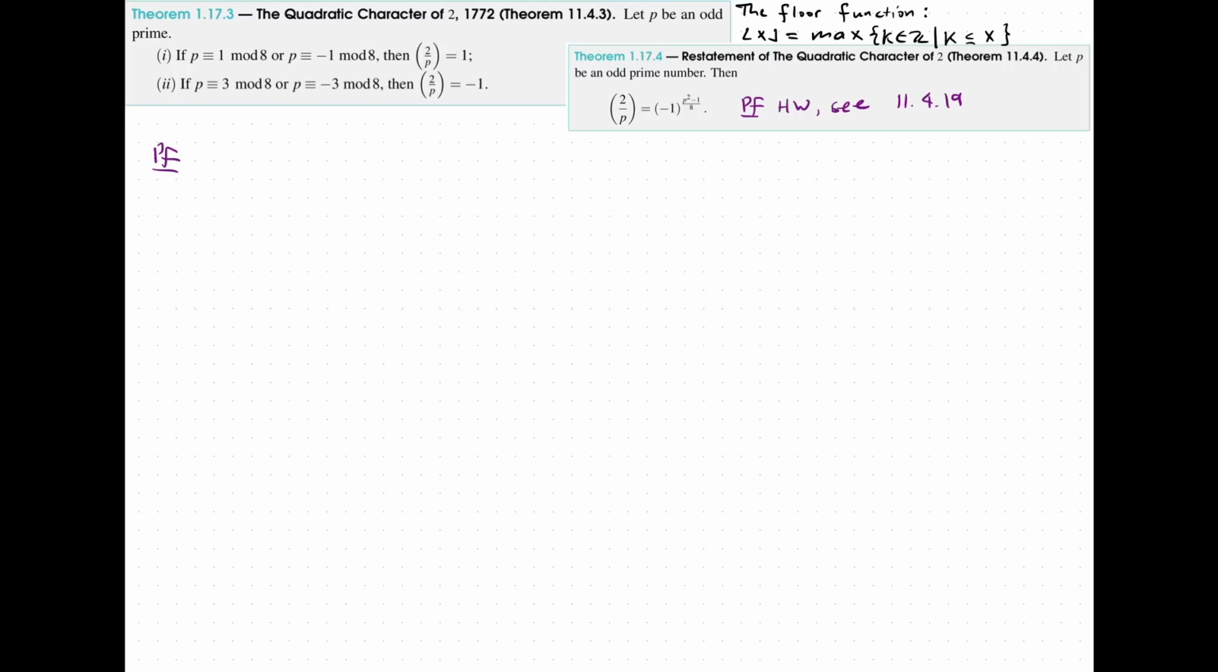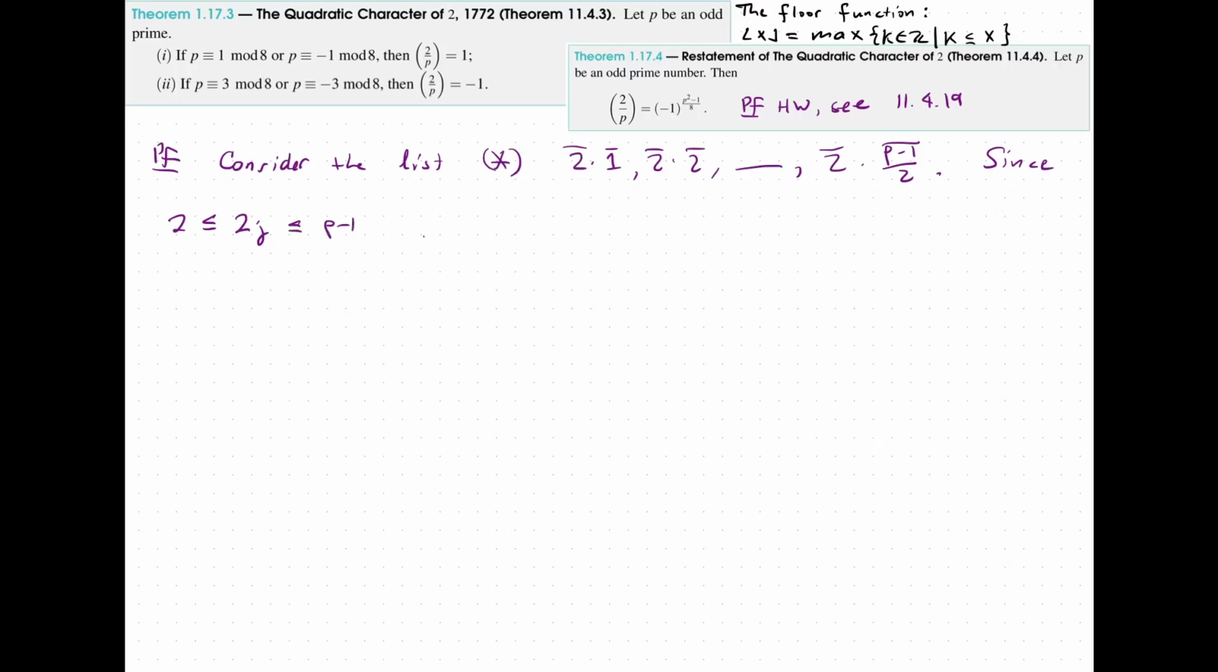Let us consider the list, and I'm going to label this star since we're going to be referring back to it. We're going to do 2 bar times 1 bar, 2 bar times 2 bar, and continue all the way until we get to 2 bar times p minus 1 over 2 bar. Now we have that 2 is less than or equal to 2 times j, which is less than or equal to p minus 1, for 1 less than or equal to j less than or equal to p minus 1 over 2. I'm going to say this incorrectly: exactly half the elements of this will be positive and negative residues, but that's not entirely accurate because there is no guarantee that upon dividing p minus 1 over 2 by 2, so p minus 1 over 4, that is an integer. So there's going to be at most p minus 1 over 4 positive residues.